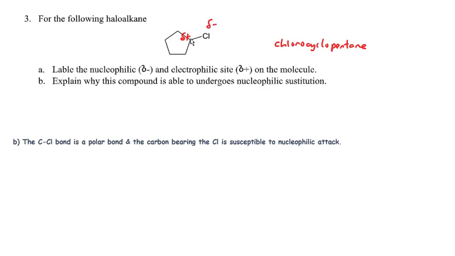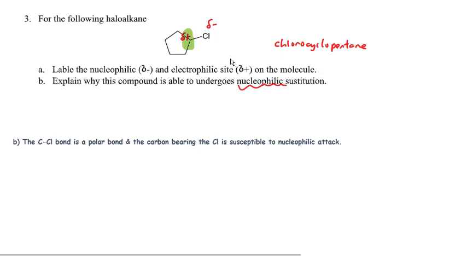It becomes the nucleophilic site, delta negative. Whereas the carbon now lacks electrons, therefore it becomes the electrophilic site, lacking electrons, with the symbol of delta positive. For B, explain why this compound is able to undergo nucleophilic substitution. Looking at this structure again, we focus on the carbon with a delta positive charge here. A nucleophile will attack at this partially positive carbon.